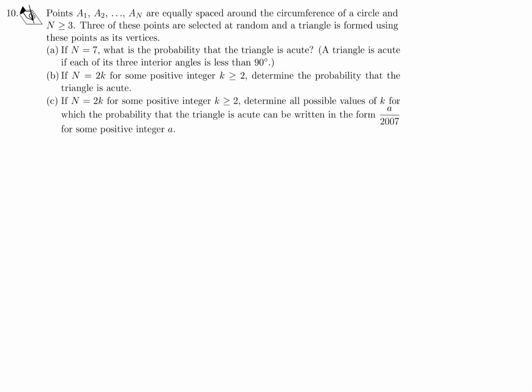Points A1, A2, ... until AN are equally spaced around the circumference of a circle, and N is greater than or equal to 3. 3 of these points are selected at random, and a triangle is formed using these points as its vertices. Part A, if N is equal to 7, what is the probability that the triangle is acute? A triangle is acute if each of its 3 interior angles is less than 90 degrees.